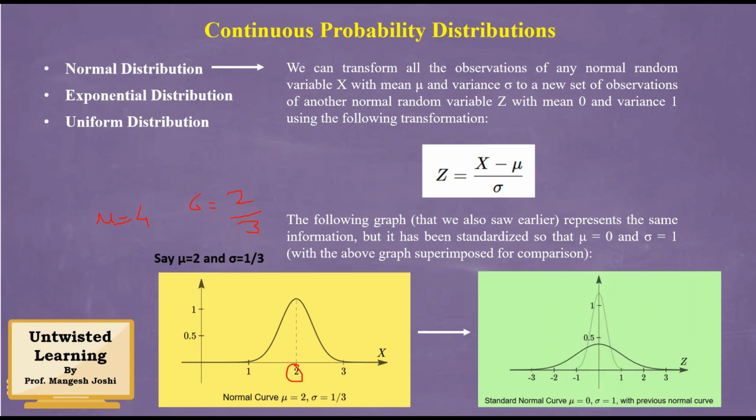You can clearly see that this is the first distribution with mu equals 2 and sigma 1 by 3, and it is transformed to this z curve. The logic behind this is that the area under the curve remains the same. Even if you take this case and transform it to the z distribution, the area under the curve will remain the same.